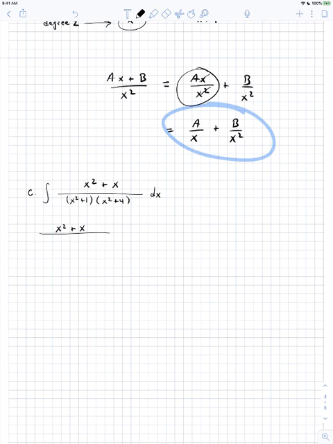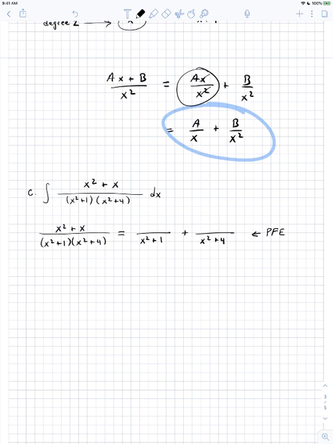So in this case, we have two factors in the denominator. If you have two factors, that's going to lead to two terms in the partial fractions expansion. So this is the partial fractions expansion, of course, or at least this is the form of it. The first factor, x squared plus 1, gives us our first term, and the second factor, x squared plus 4, gives us our second term.